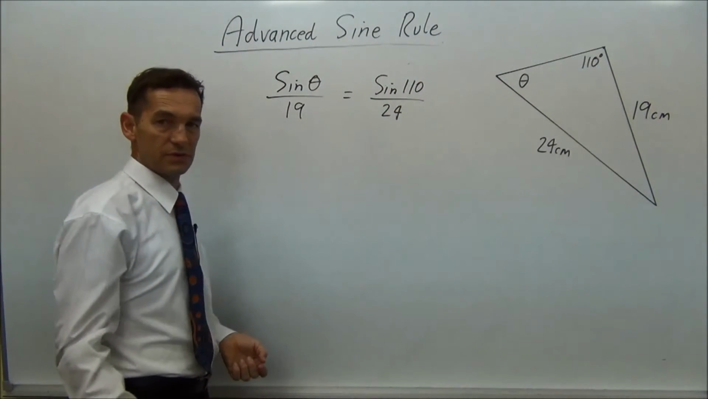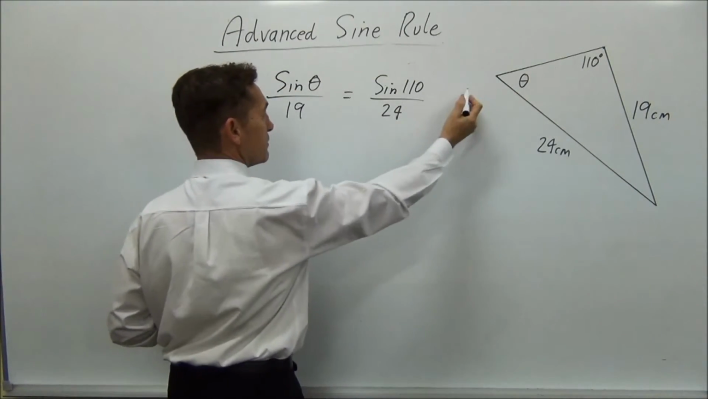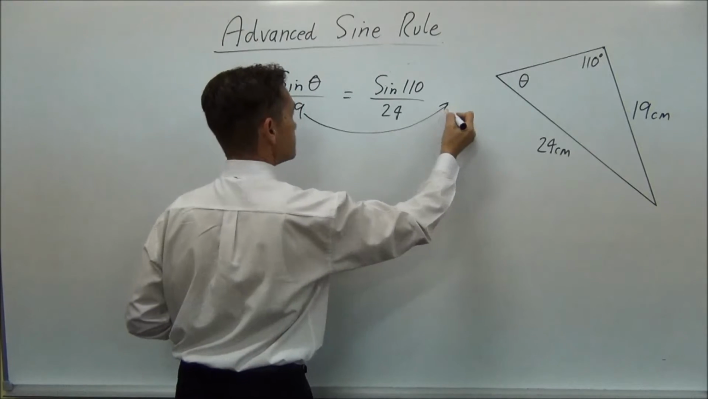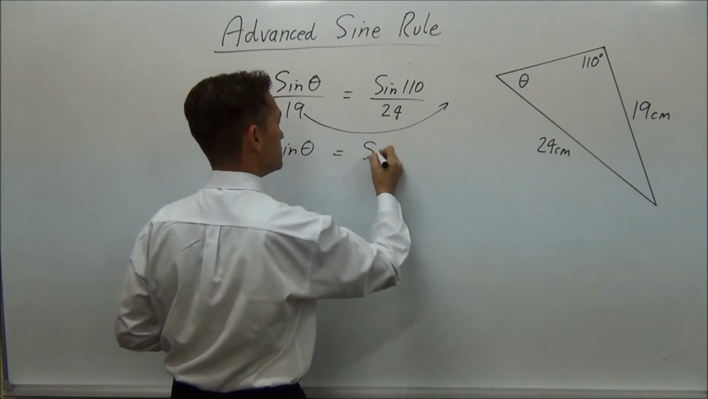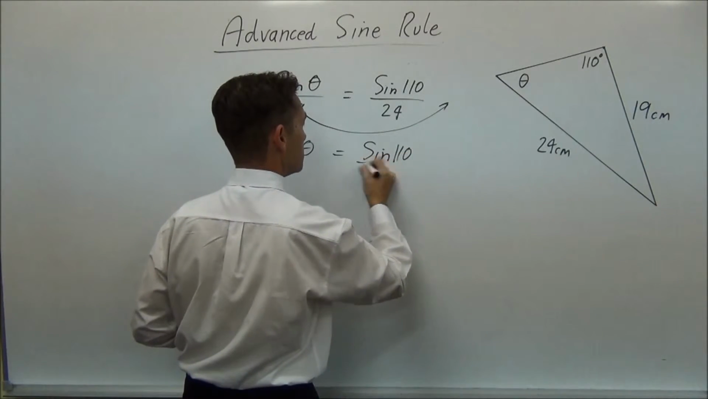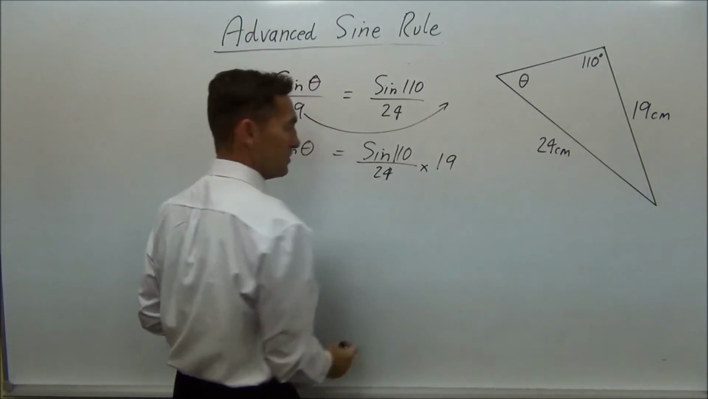Now what do we do with that 19? Multiply both sides by 19. It'll cancel here and it'll go over to this side. So just put a little arrow. So sine theta equals sine 110 over 24 multiplied by 19.